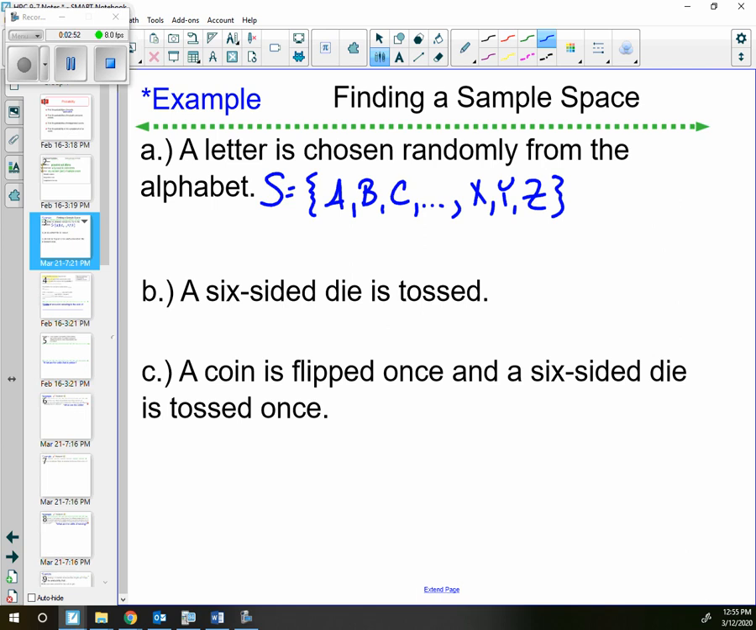What is the sample space for a 6-sided die being tossed for part B? Well, the sample space would be all the different outcomes that are possible. So you could get a 1, a 2, a 3, a 4, a 5, or a 6. That would be your outcome list. So that's your sample space.